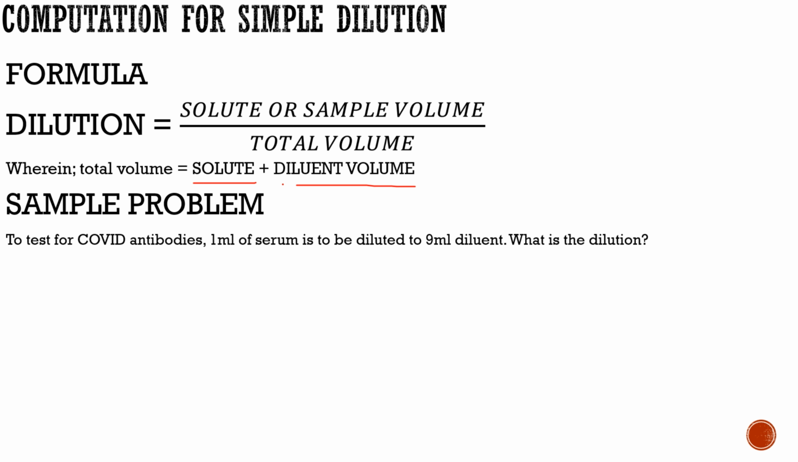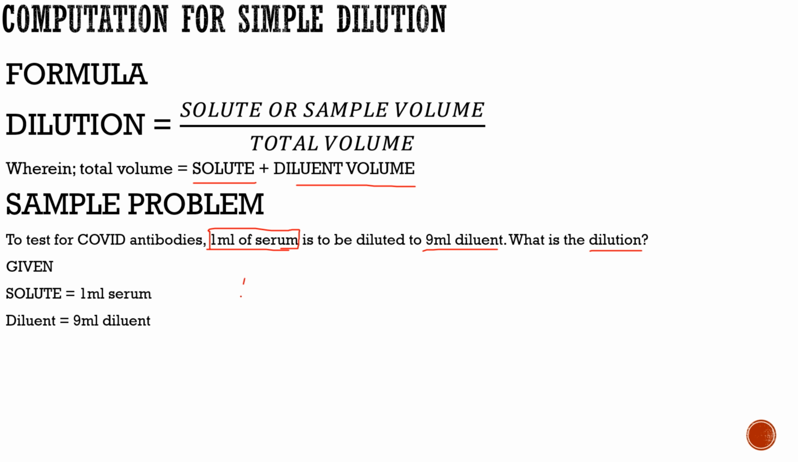The total volume is equal to the solute plus the diluent volume. So I'll give you a sample problem. To test for COVID antibodies in 1 ml of serum, it has to be diluted to 9 ml diluent. Tell me what is the dilution. The first thing you will do here is to identify the given. The given, class, are two: the solute and the solvent. The solute is automatically the sample, in this case, serum. The sample or the solute is serum and the diluent is 9 ml. Now, you want to know the dilution.